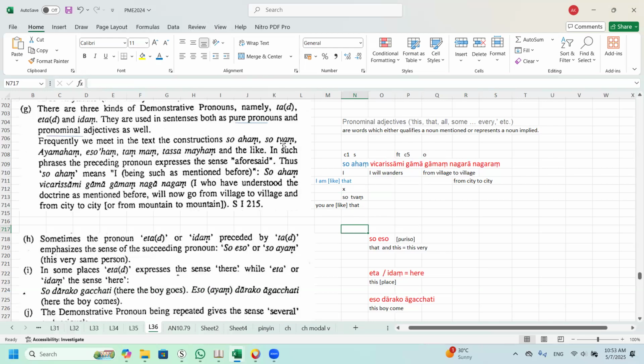So this ayam, that means this is I am like this. This is I'm like this, I'm like that. This is me, me like that. This is accusative. This one is genitive. Mine is like those, something like that.